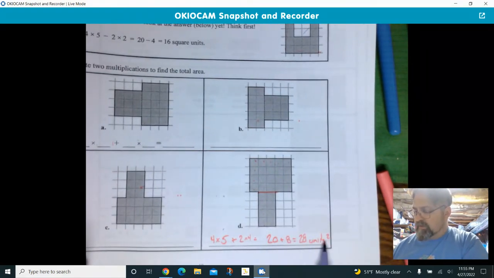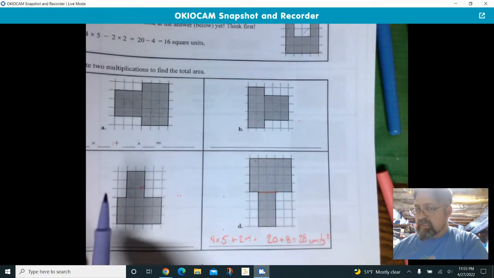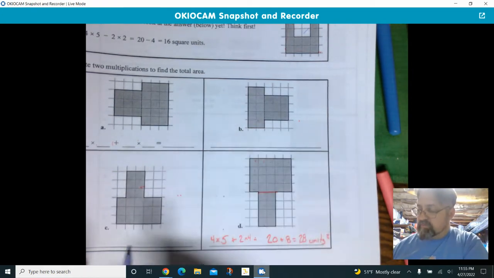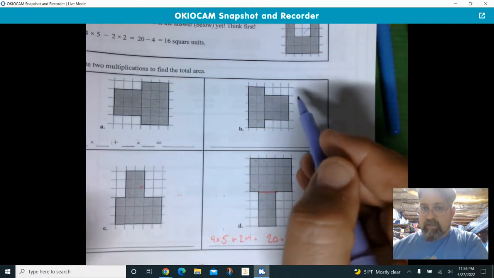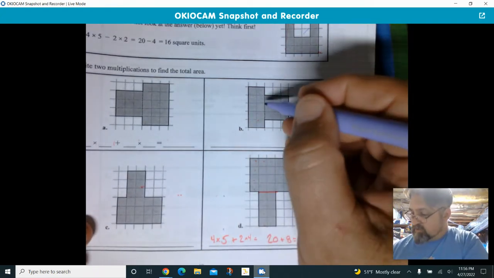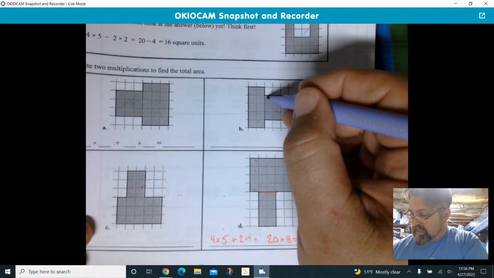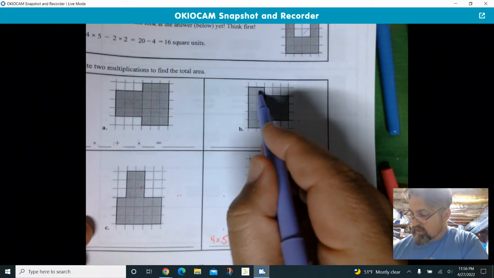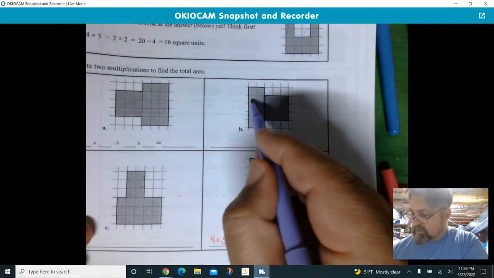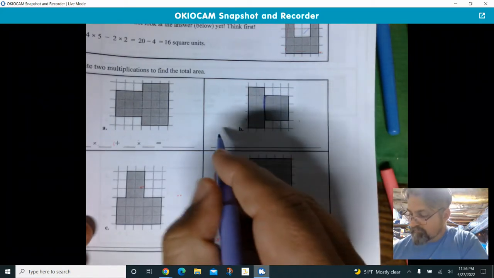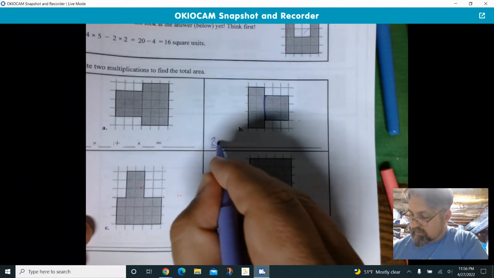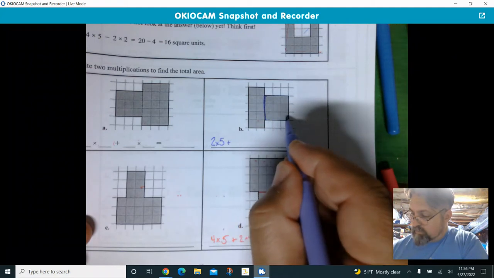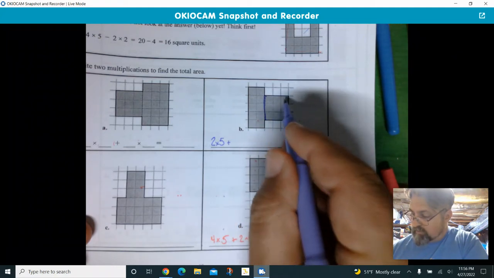I did this one with you, expecting you guys to get these 3 done on your own. Hopefully that happened, but I'll do this one with you just in case. Okay, so it's got a line drawn right here to separate our 2 sections, right? So I've got 2 times 5 plus 3 times 3.